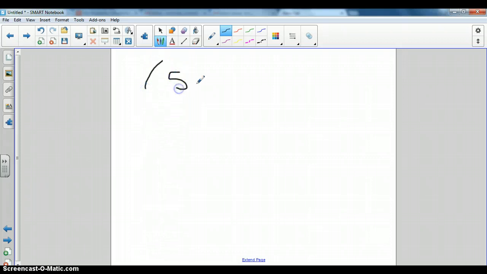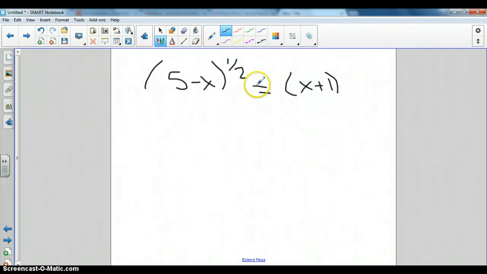It's 5 minus x to the 1/2 equals x plus 1. That's not in parentheses, but I put it in parentheses. Same kind of thing. We're going to work in an inverse. The inverse of 1/2 is 2/1. Whatever I do to this side, I have to do to this side. So these are going to cancel out, and I'm going to be left with 5 minus x equal to (x plus 1) squared.